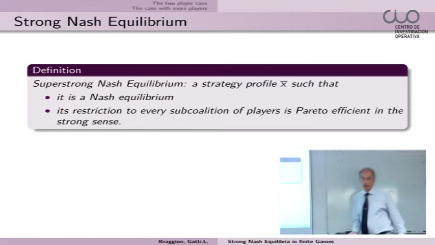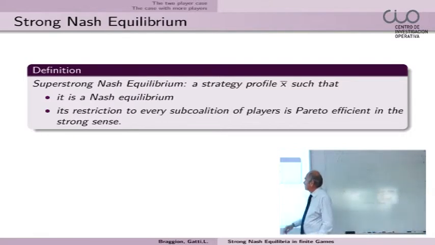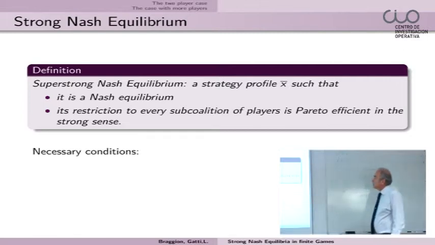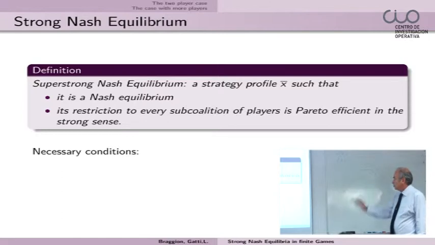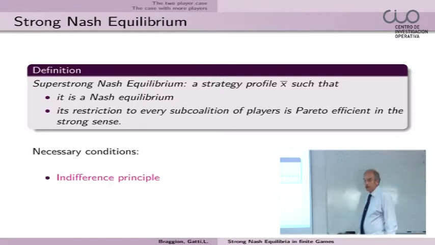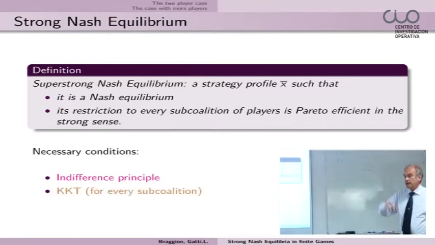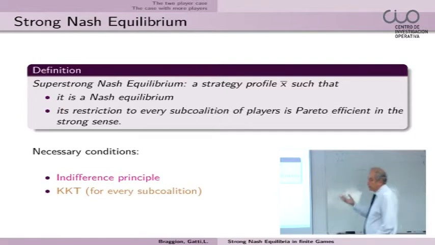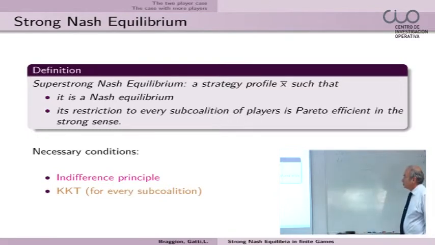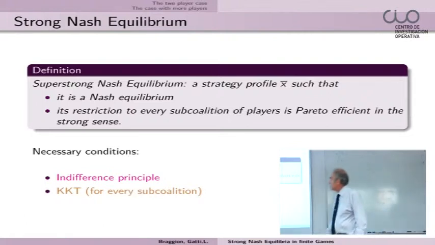But first of all, I give you the definition of what is for me a super strong Nash equilibrium. It's a strategy profile such that it is a Nash equilibrium, and its restriction to every subcoalition of players is Pareto efficient in the strong sense. So this means that there is no subgroup of players that can switch from this situation to a better situation, better in the sense that at least one is in a strongly better situation, and the others are at least as well off as before. So the necessary conditions are the indifference principle and the KKT conditions for each subcoalition.